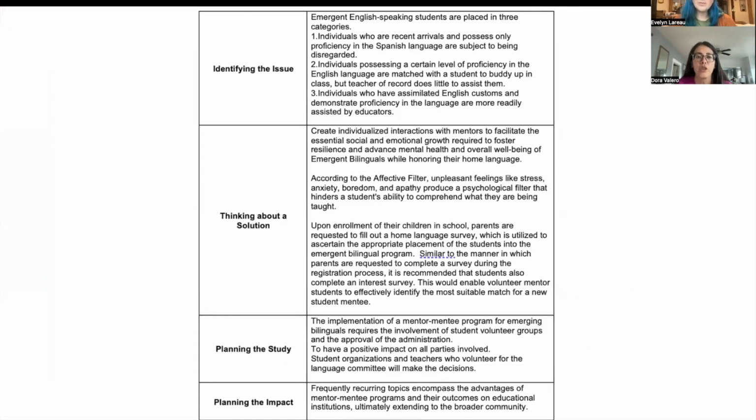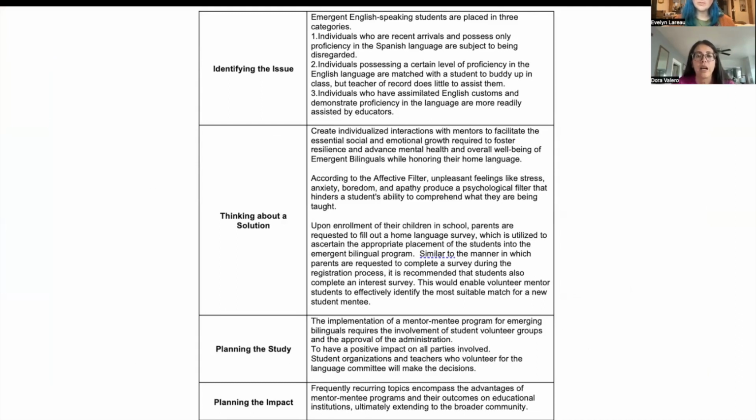Now, in my issue, I want emergent English speaking students who are placed in 3 categories. Individuals who are recent arrivals, possess only proficiency in Spanish language, are subject to being disregarded. This is where they just move to the side and sit over here and just listen to what the class is doing.